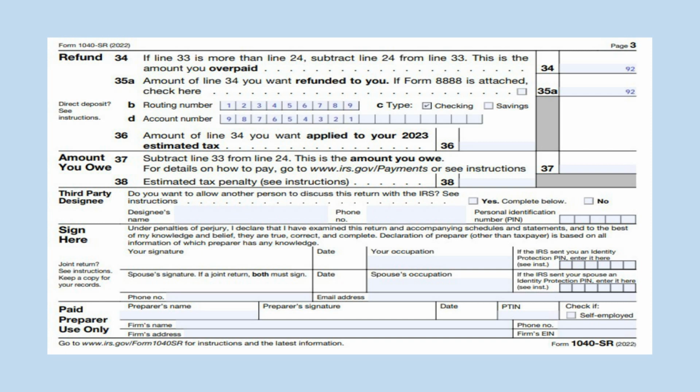Note that there's a box to the left of line 35A. You would only check this box if you wanted your refund deposited into more than one bank account, so usually this would be left blank. Remember to sign, date, and put your occupation at the bottom of the form.